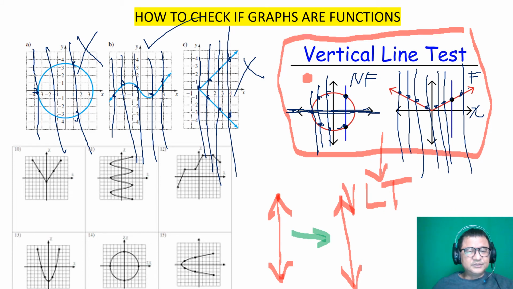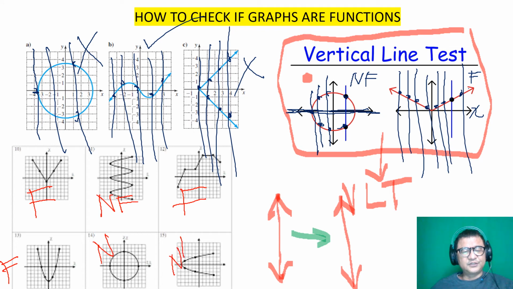The next one, try the next one on your own first. Pause and then tell me, I'll tell you if you're right or wrong. So left to right, this is a function. This is not a function. This is a function. This is a function. Not a function. Not a function. Got it? The line will move from left to right. It should only touch your graph once for every vertical line that you make.